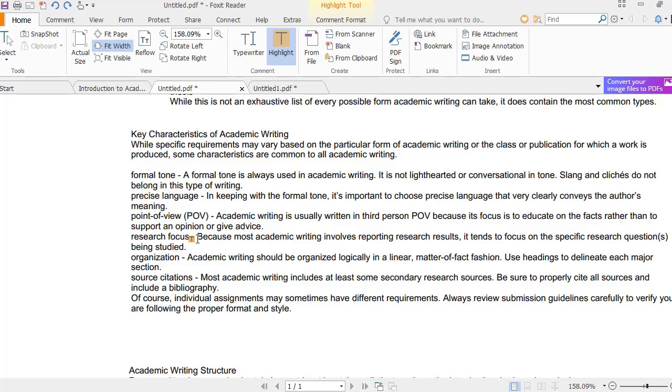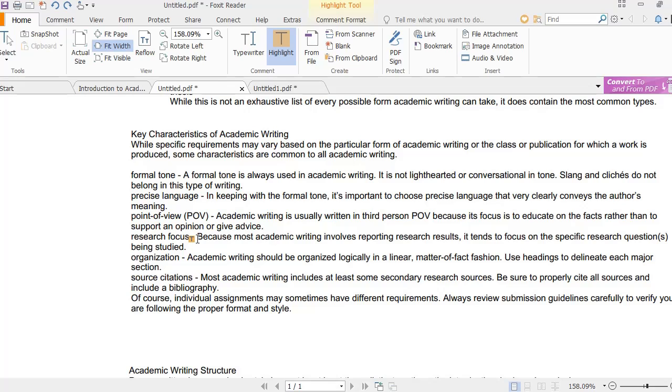Next, it is precise language. In keeping with the formal tone, it is important to choose precise language that very clearly conveys the author's meaning. So the language should be precise because the meaning of what the author intends should be conveyed very clearly. That is why we use precise language.